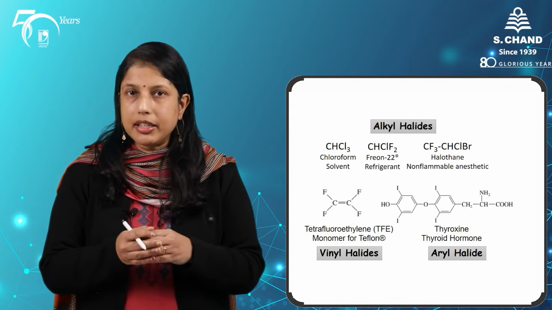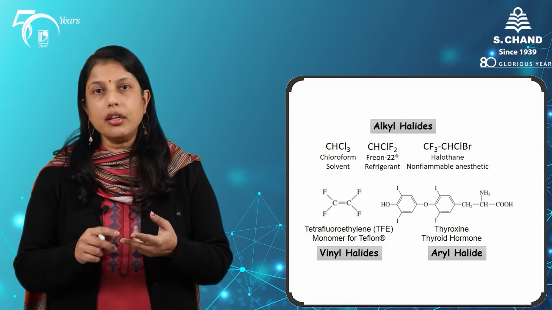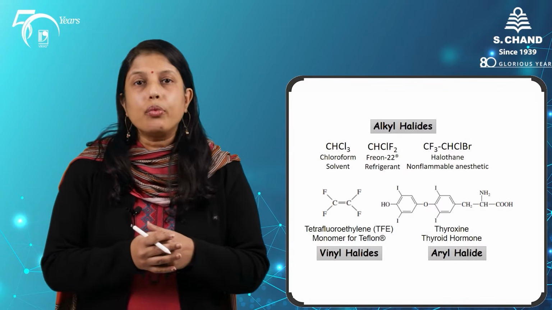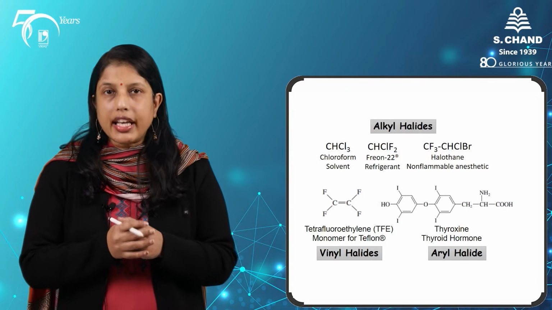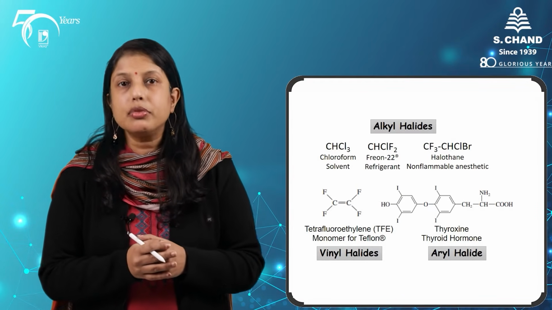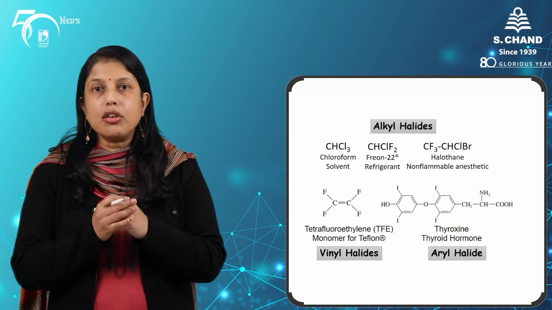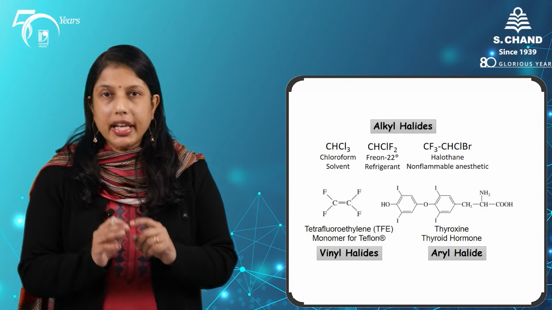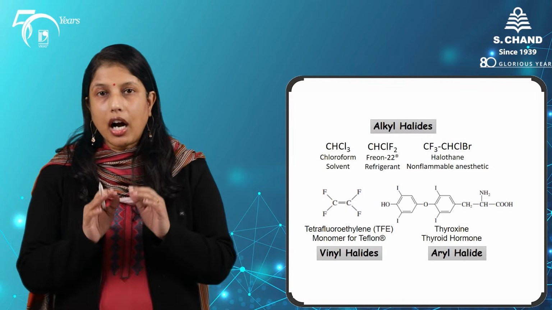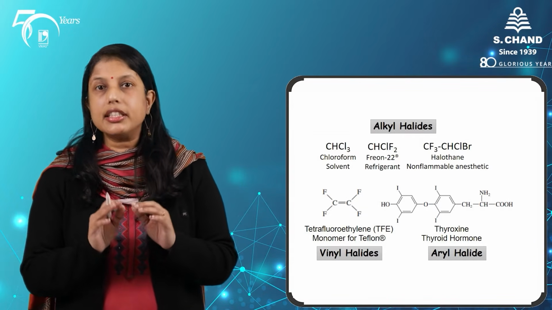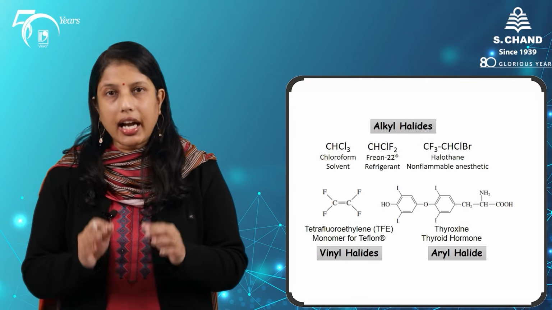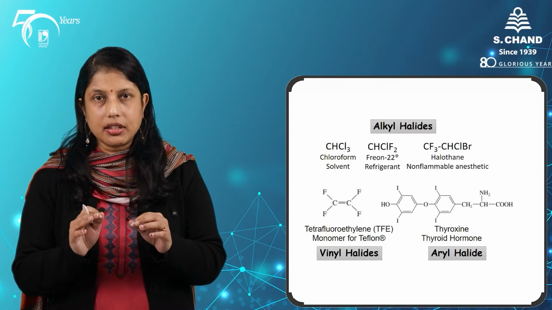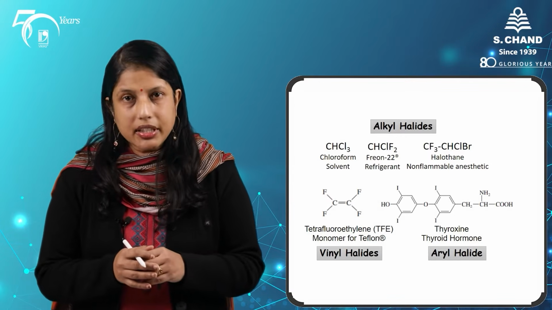What are the halogen atoms? Fluorine, chlorine, bromine and iodine. So in today's lessons, we are going to focus on the chemistry of these compounds which contain at least one halogen atom. There are three major classes of halogenated organic compounds: alkyl halides, vinyl halides and aryl halides. What are the differences between the three?